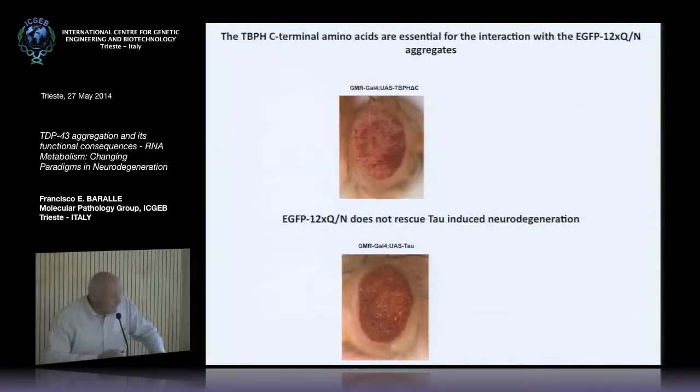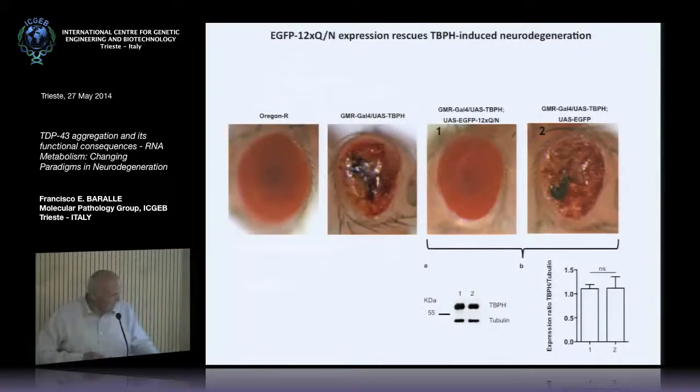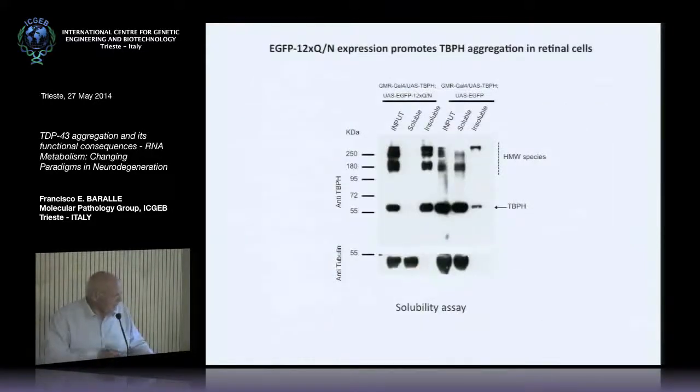The C-terminal region is essential for the rescue. If you co-express TBPH delta C, it produces necrosis, but is not rescued by the 12QN, because obviously it loses one of the interacting areas. I have gone backwards. Well, this is just to show that it's all a question of insolubility, and that there is no soluble protein anymore when you express the aggregates. Here, you have a series of high molecular species as well.